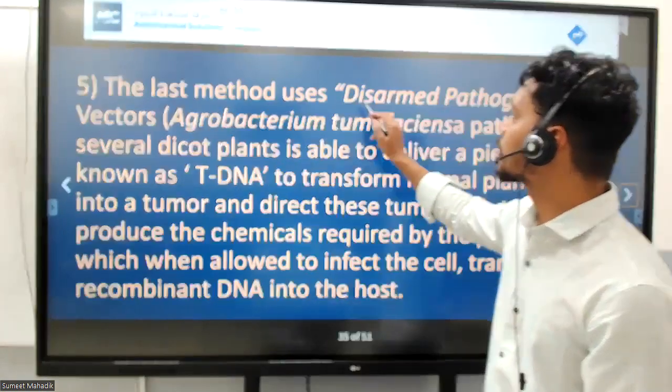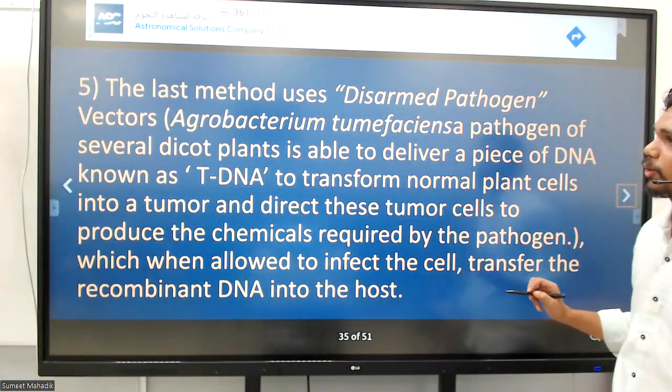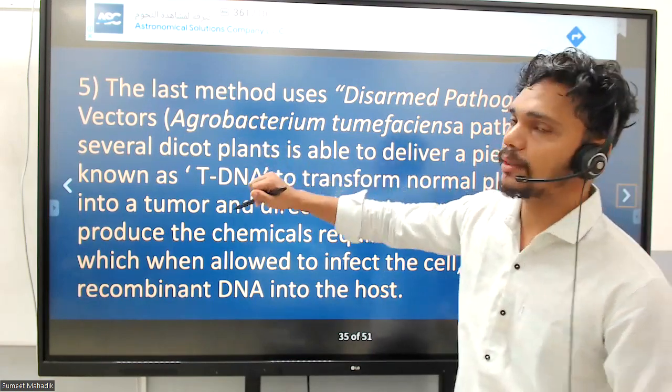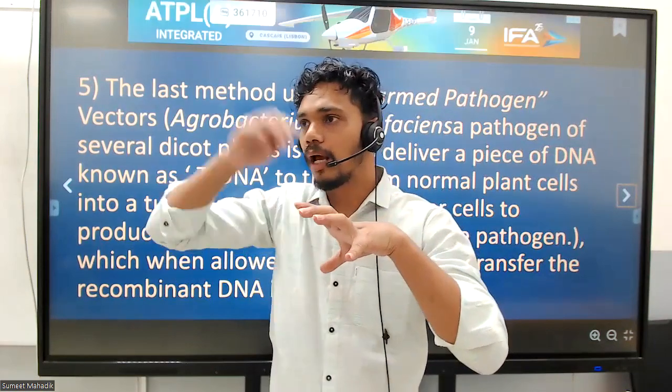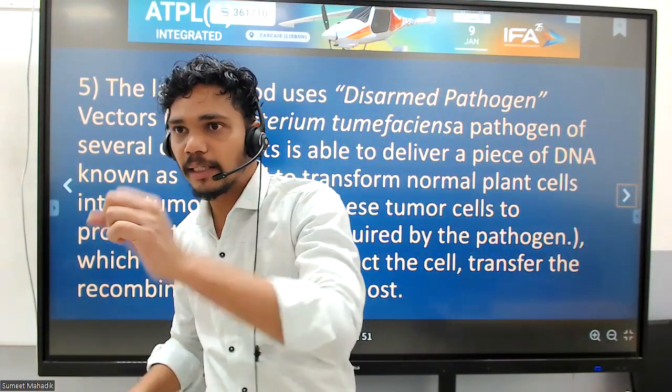The last method uses a disarmed pathogen. Which bacteria is that? What is a pathogen? Who is creating the problem in the cell? A pathogen can infect the cell very easily by its own means, right?